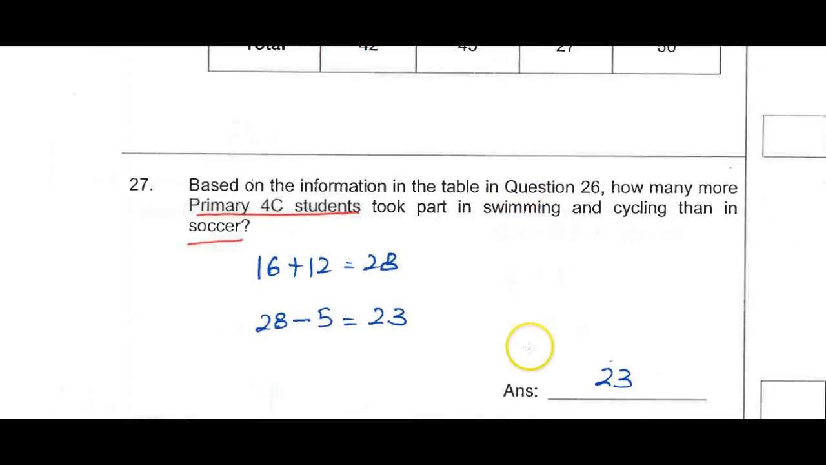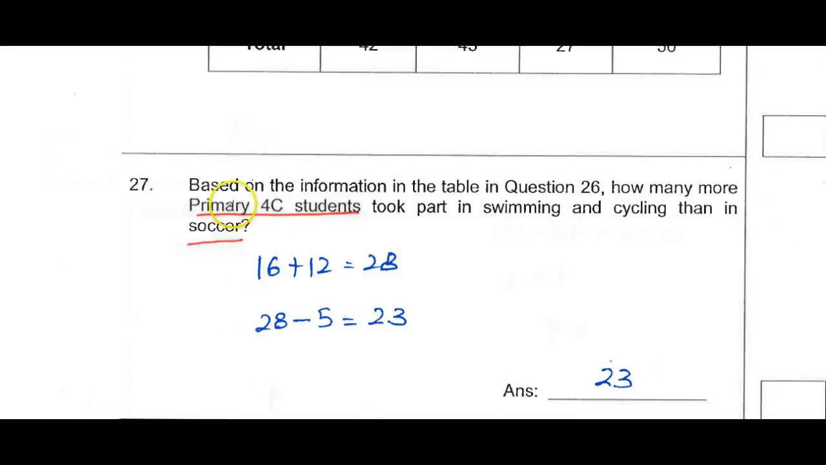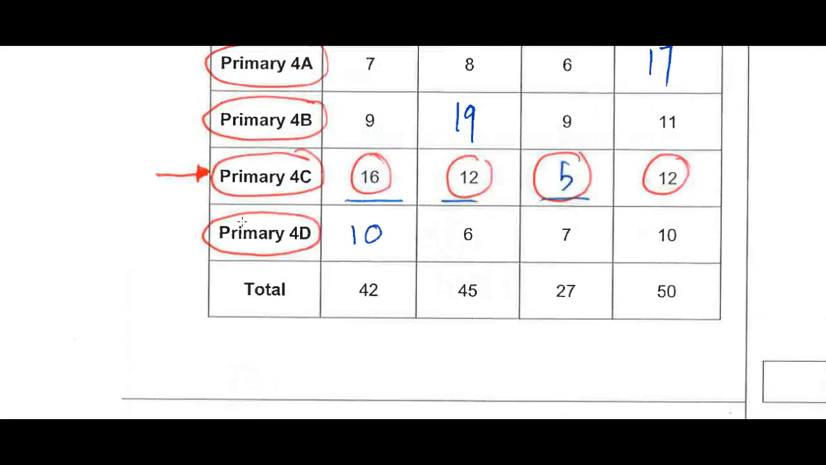Now based on the information above, how many more 4C students took part in swimming and then cycling? Add swimming and cycling together in 4C, compared to soccer. If you look up again, we are only talking about 4C, this whole straight line here.